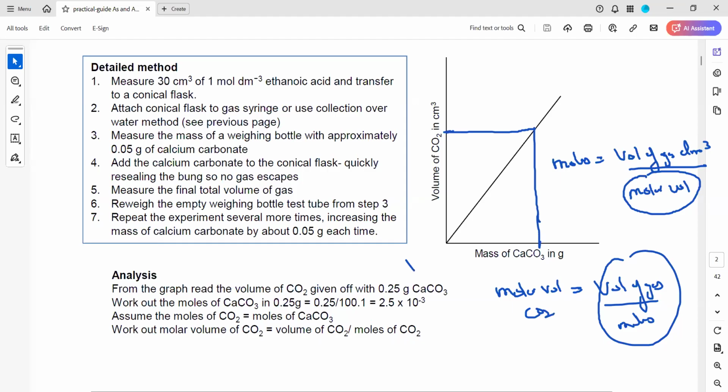Is it clear? This is core experiment one, how to work out the molar volume. Does anyone have a doubt or a question in this?